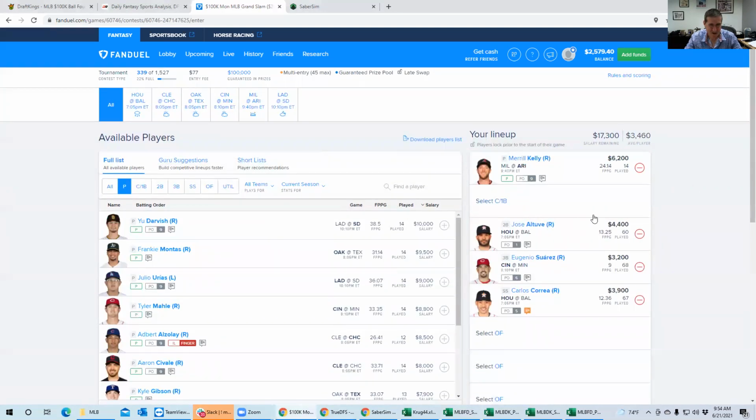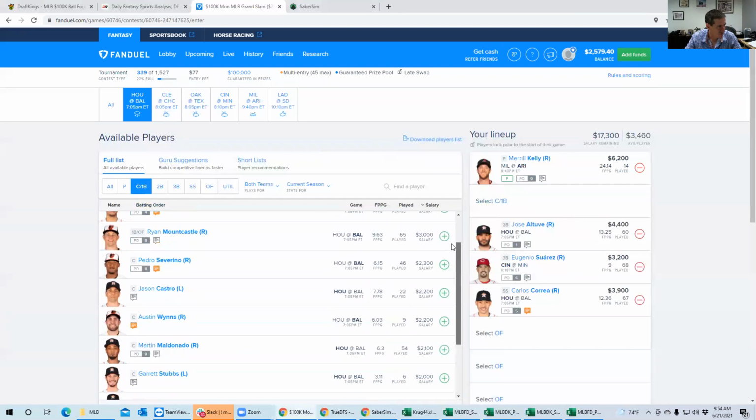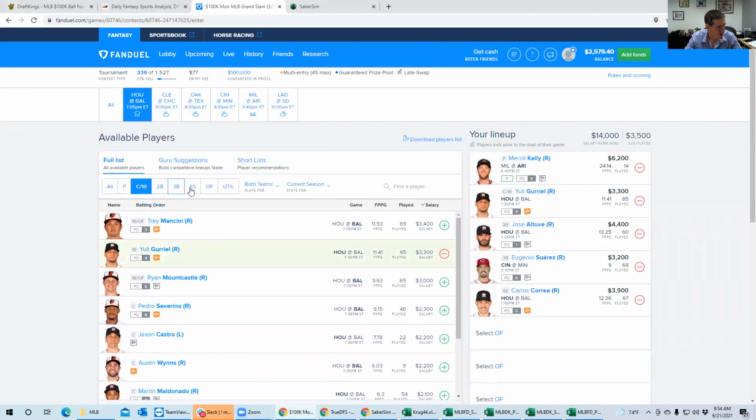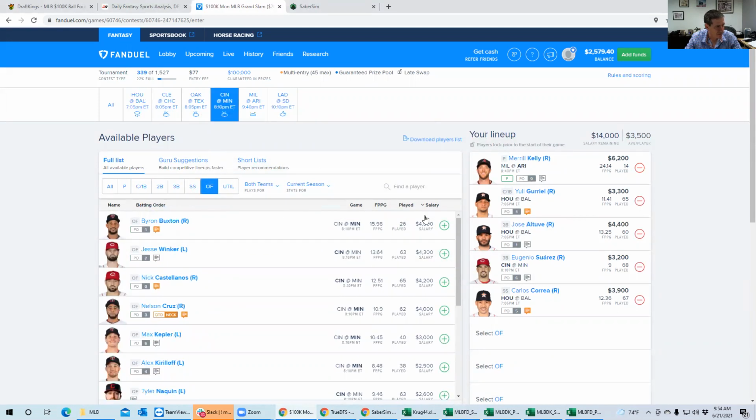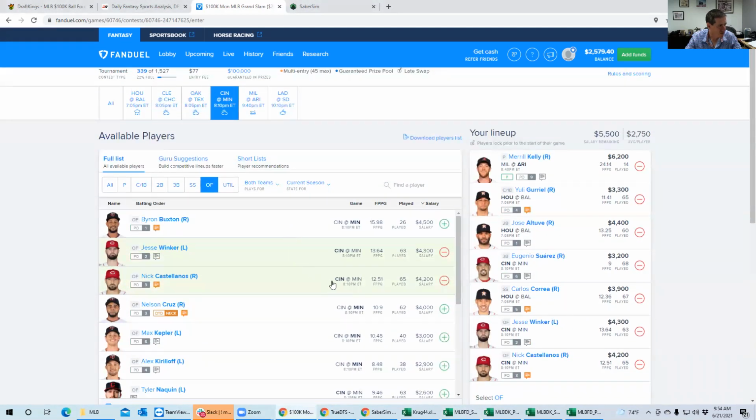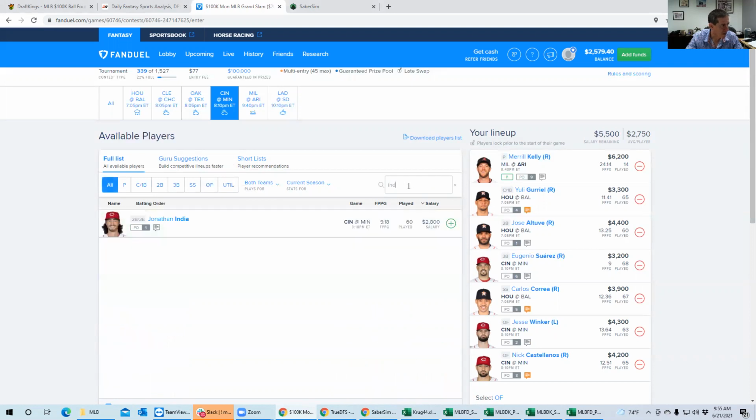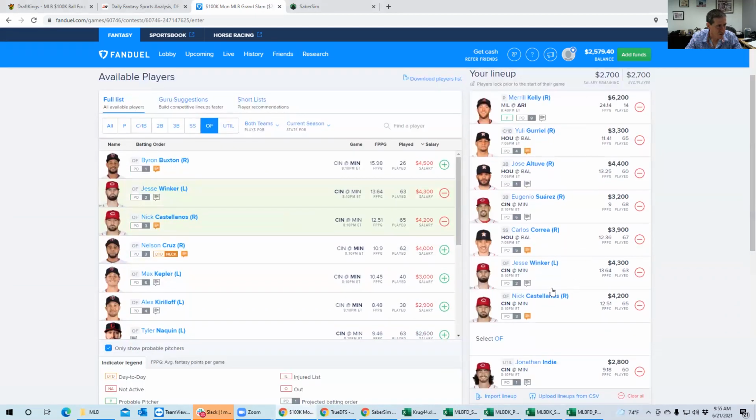Let's jam salary in. So let's look at Gurriel, Castellanos. Let's put Gurriel in first. So we'll jam in Gurriel, 3,300. Oh, we are going to need him. All right. And we're not even ranking them by value, just by raw points. So Castellanos, Winker, India. So let's see, Winker, Castellanos. Where's India? We need their outfielder. India is only, oh, it's only 2,800. And another outfielder on Houston, maybe? Well, is Gurriel somehow outfield eligible? Let's see.